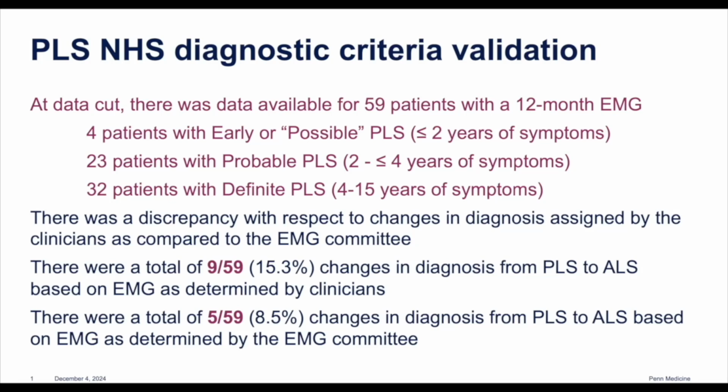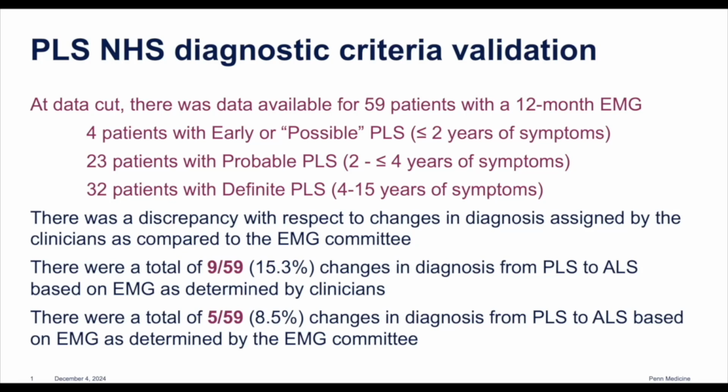So just a little bit about the study. Patients with early or possible PLS were enrolled, which is less than 2 years of symptoms, so not really qualifying at all for PLS, but maybe PLS. Patients with probable PLS, which is 2 to less than 4 years of symptoms, and patients with 4 to 15 years of symptoms, and you can see how many patients were available at data cut, by which I mean patients who had a 12-month EMG.